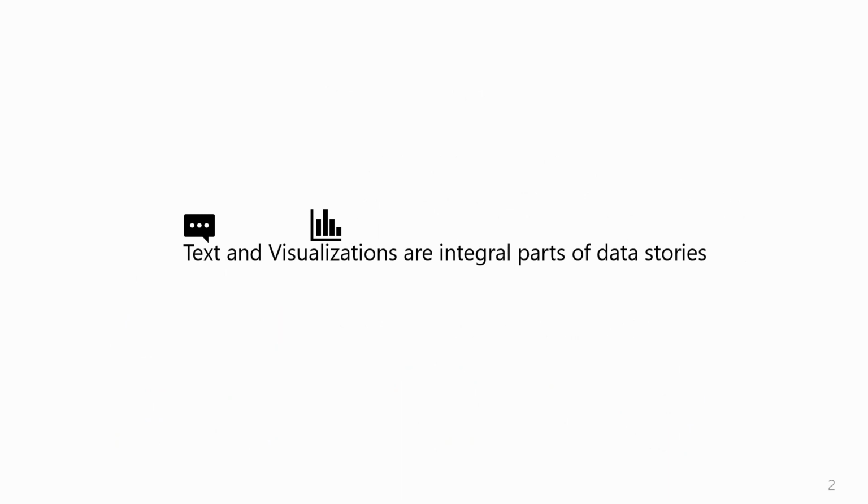Text and visualizations are two integral parts of a data story. Both play different roles in a story. While visualizations show the underlying data and allow for exploration in many cases, textual elements provide explanations and incorporate context behind the data.